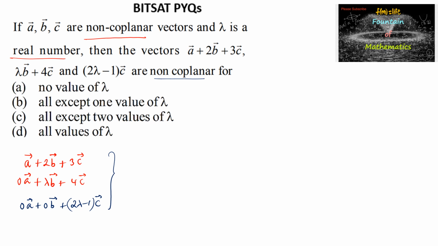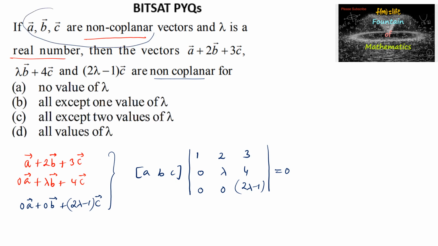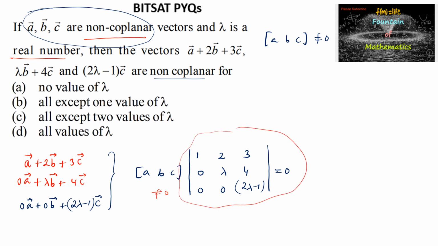So let us consider these three vectors will be coplanar if the box ABC into the determinant of 1, 2, 3, 0, lambda, 4, 0, 0, 2 lambda minus 1 is equal to 0. But since A, B, C are non-coplanar, which means that box ABC, that is the scalar triple product, is not equal to 0. Since it is not equal to 0, this determinant must be equal to 0. So let us simplify the determinant: 1 times lambda into (2 lambda minus 1) minus 0, which is equal to 0.